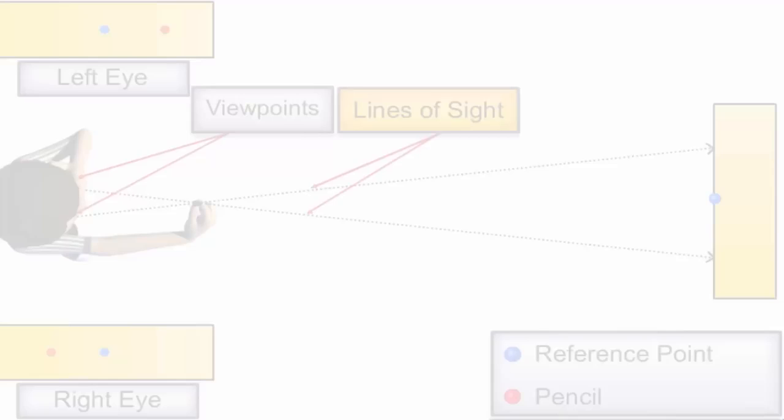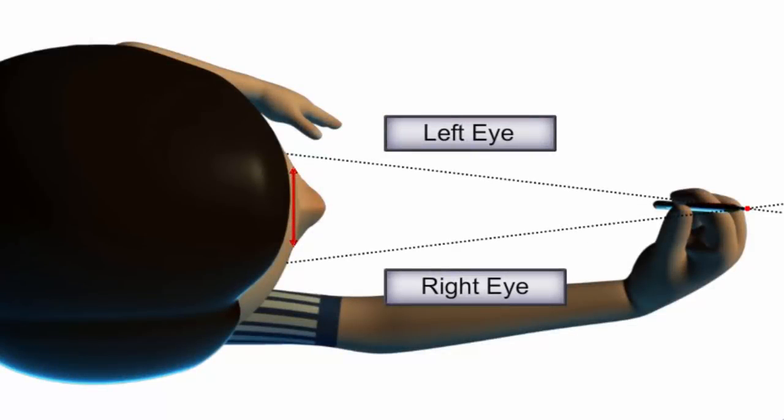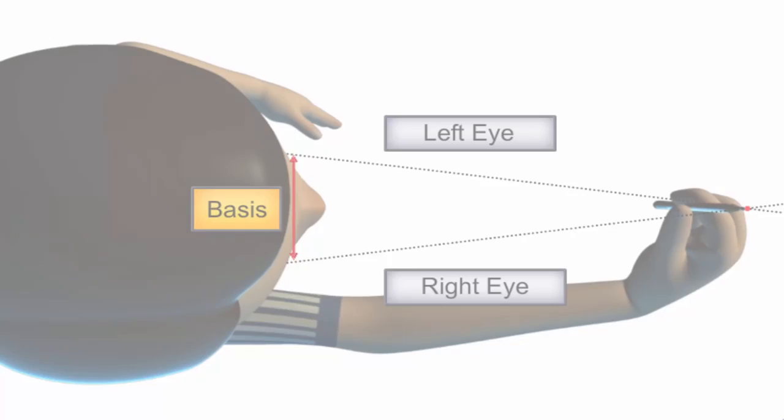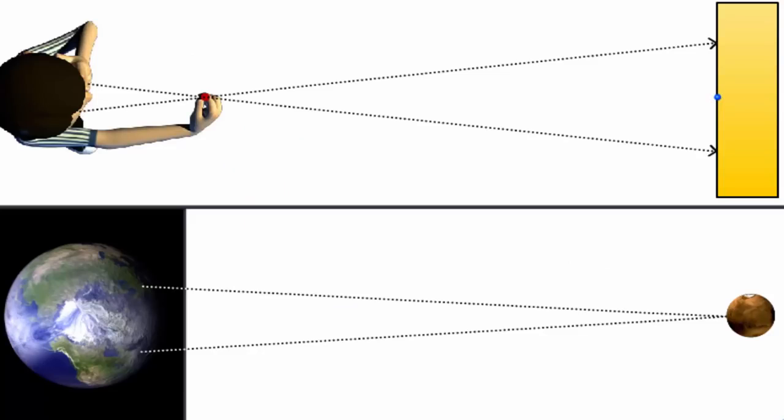Distance between these two viewpoints or points of observation is called basis. Here, the basis is equal to the distance between two eyes. We use exactly the same method to measure the distance of a distant planet. Instead of two eyes, we view the planet from two different observatories on the Earth at the same time.